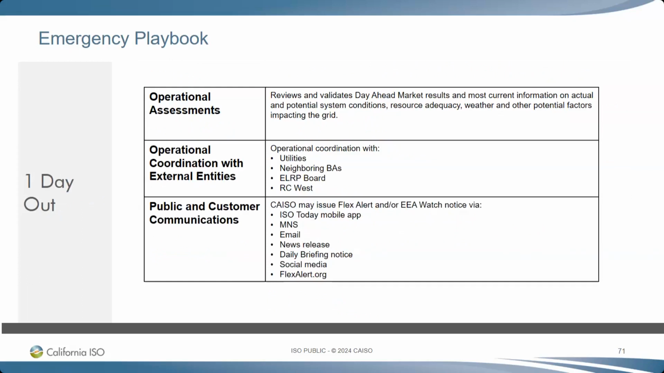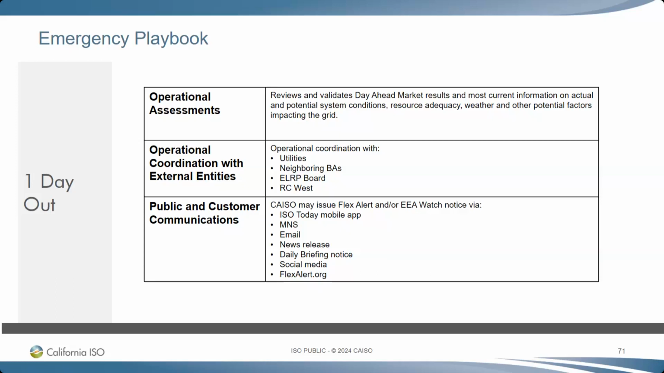About 1 day out, again, we're looking at those operational assessments that are reviewing and validating market results, the day ahead market results, looking at the most current information. What are the grid conditions? What is most likely? What kind of resource adequacy do we have available? What are any of the factors, weather, resource availability, outages, maintenance, et cetera, that could have an impact on the grid? And then operational coordination with external entities.